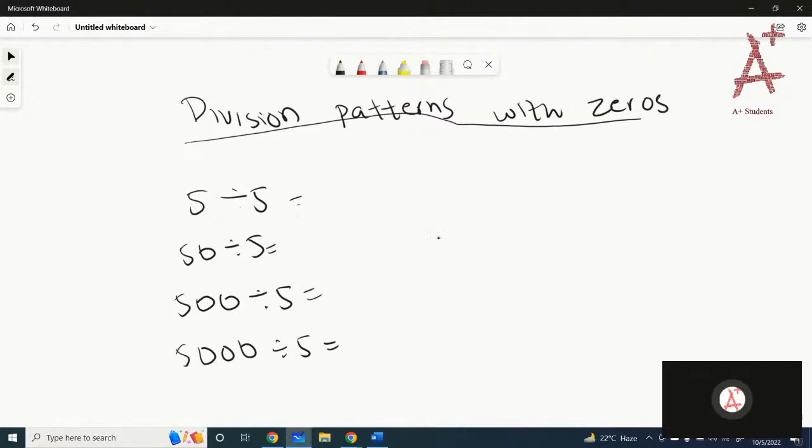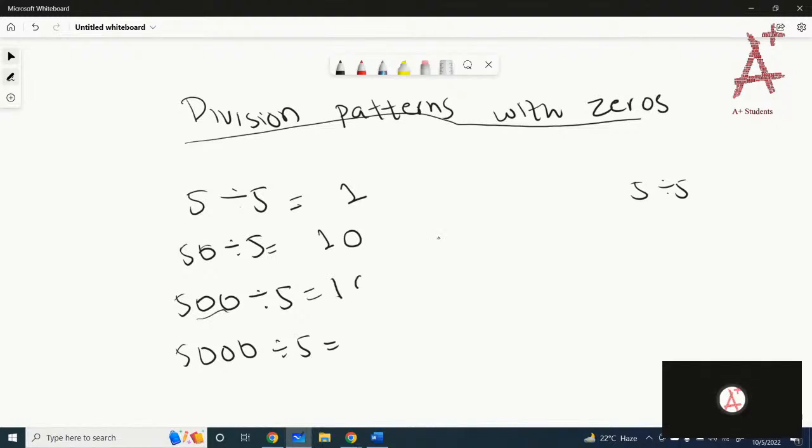So first, 5 divided by 5. We know when you divide 5 by 5, the answer is 1. Got it? Okay, now you have to divide 50 by 5. Just divide the digits. Ignore the zeros. That means again you have to divide 5 by 5. You know the 1, and you have one 0, so add a 0. Got it?